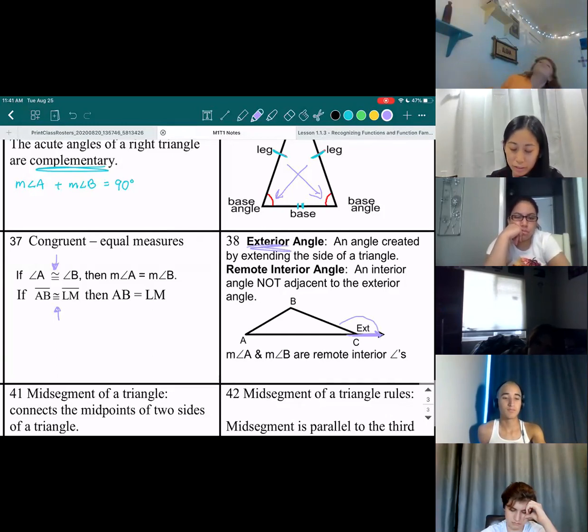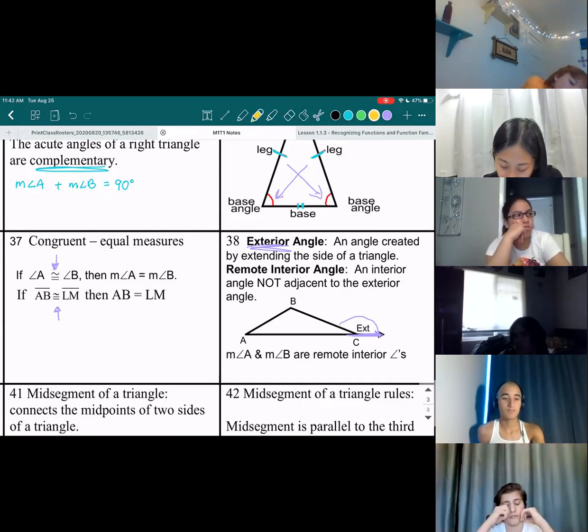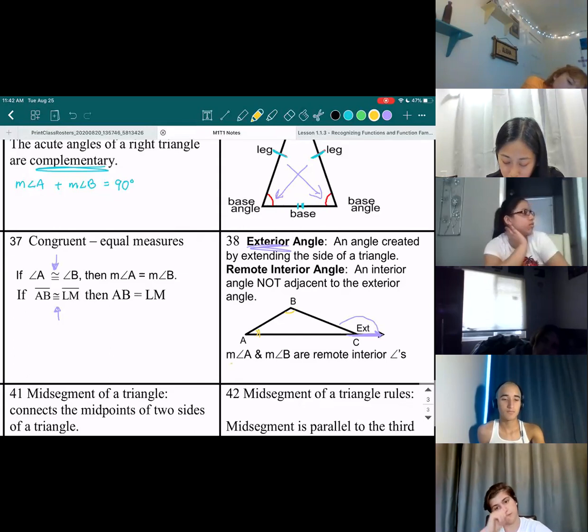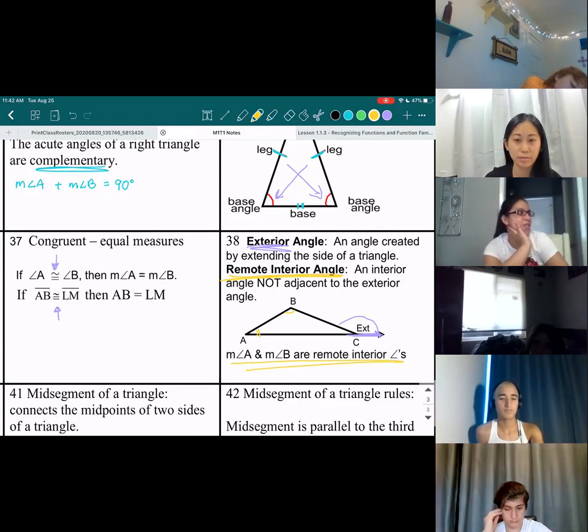Since the exterior angle was extended off of this C, the other angles, the A and the B, I'll put them in a different color. These are your remote interior angles. So it's the ones that are not directly next to your exterior angle. Any questions on that one?